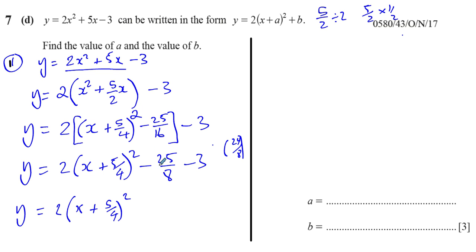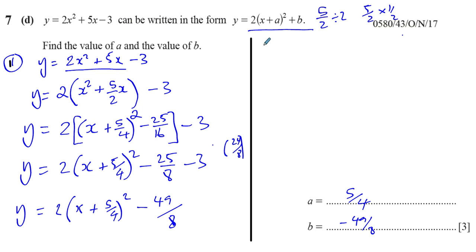So minus 25 minus 24 is minus 49 over 8. And there we have completed the square form for this expression. So it can be written in this form here: 2 times (x plus a) squared plus b. Well, the a must be 5 over 4, and the b must be negative 49 over 8, because it says here plus b. If that said minus b, then b would be 49 over 8. Okay, it depends how they express this.